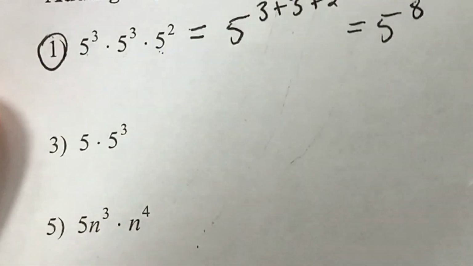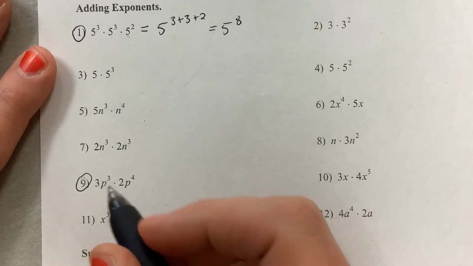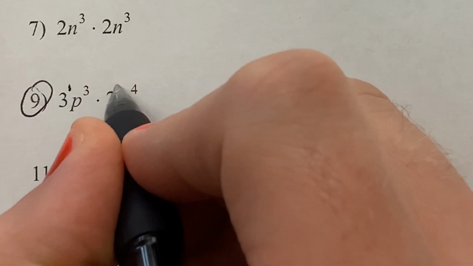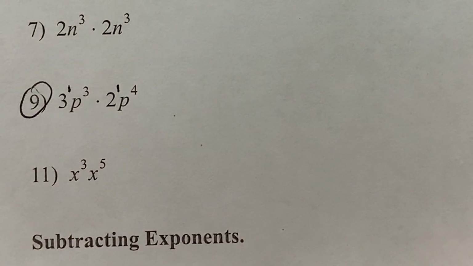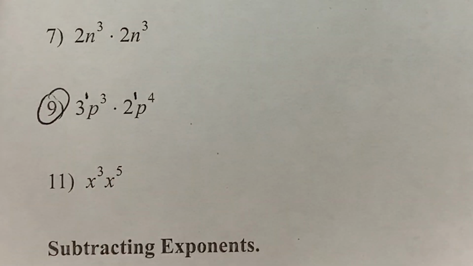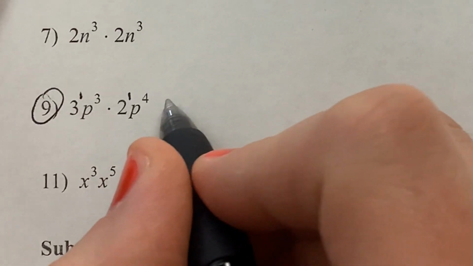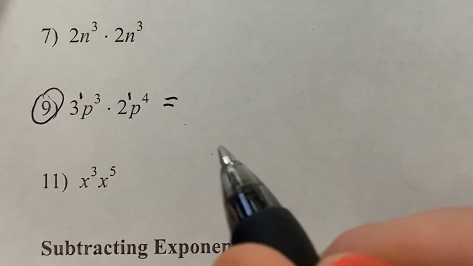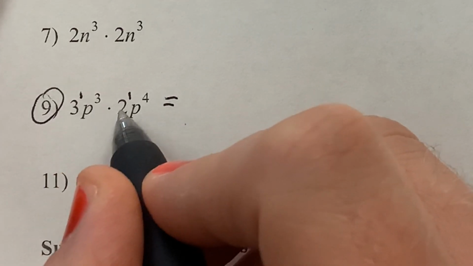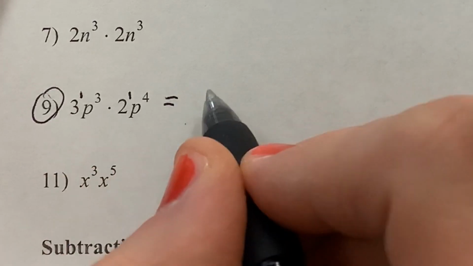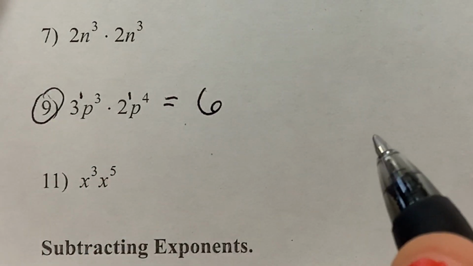Number 9, something a little more complicated. We have 3p to the third times 2p to the fourth. Remember, even though these numbers don't have exponents next to them, there's always that hidden exponent of 1, because 3 to the 1 is just 3. It doesn't really change anything, but it's there. So first off, when we simplify this, 3 and 2 are not like bases, but they are just numbers. I could do 3 times 2, which is clearly 6. So there we go. That's how that transforms.